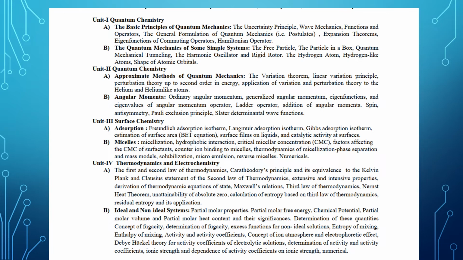Concept of ion atmosphere and electrophoretic effect. Debye-Huckel theory for activity coefficients of electrolytic solutions. Determination of activity and activity coefficients. Ionic strength and dependence of activity coefficients on ionic strength. Numerical.